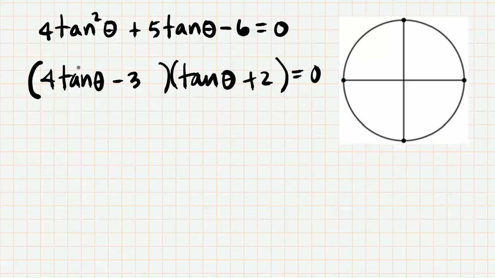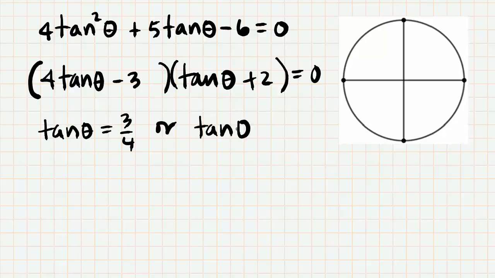Let's double check. The first is 4 tan squared. The last is minus 6. The inner is negative 3 tan. The outer is plus 8 tan. And 8 minus 3 is 5. So that works. Now we apply the zero product rule, and we get tangent of theta equals 3/4, or tangent of theta is equal to negative 2. Neither of those are familiar ratios, so we're going to have to go to the calculator.